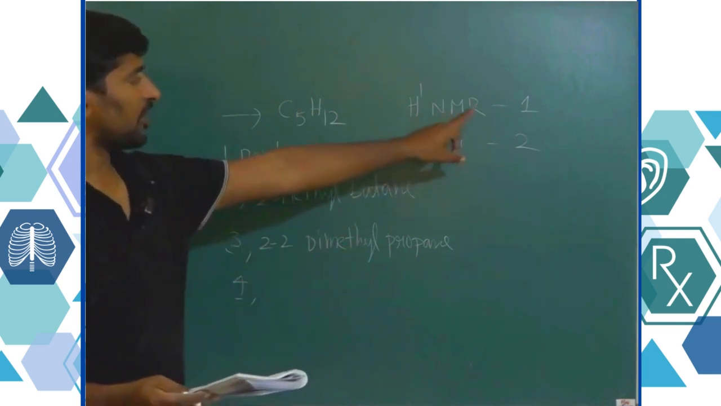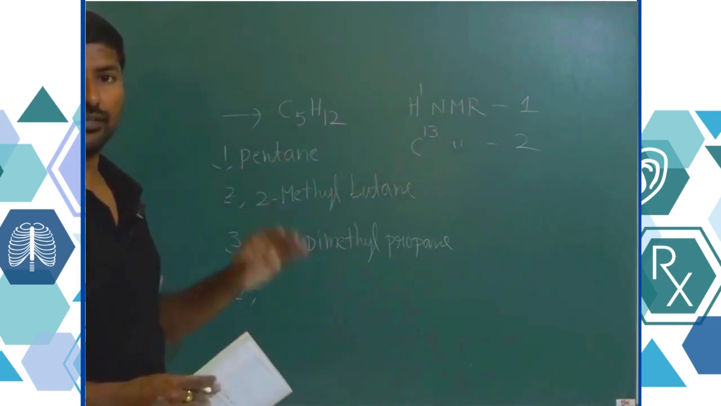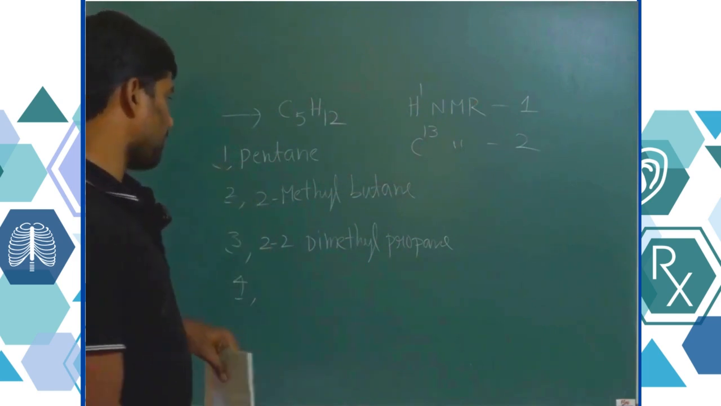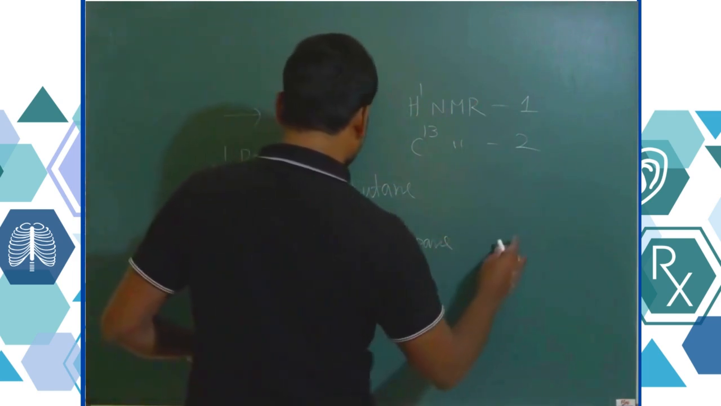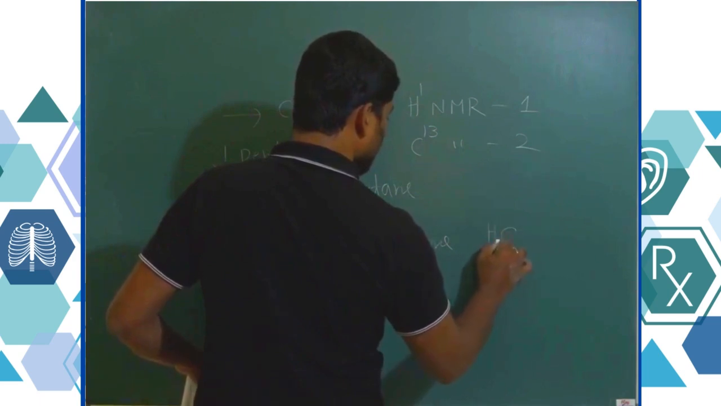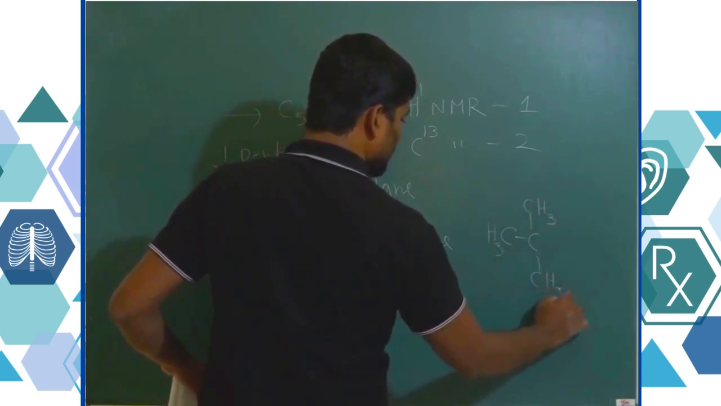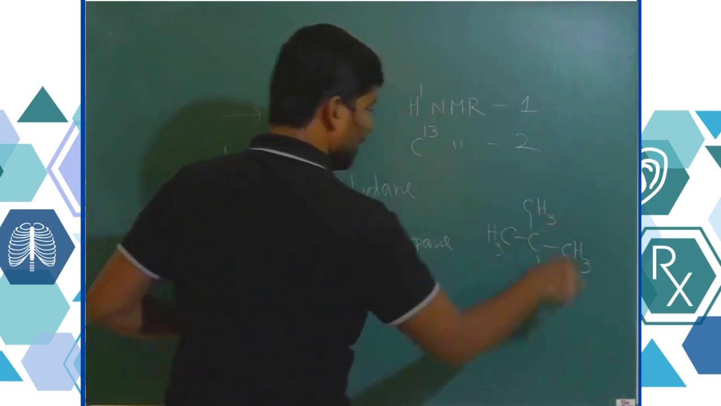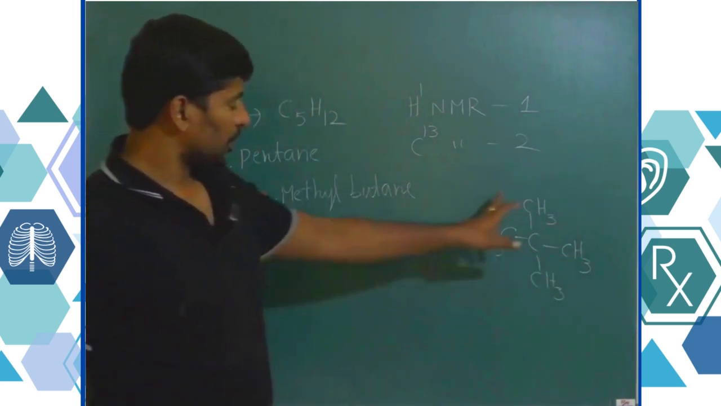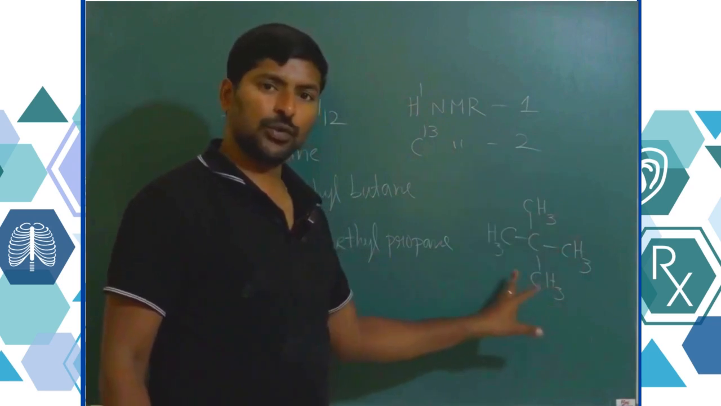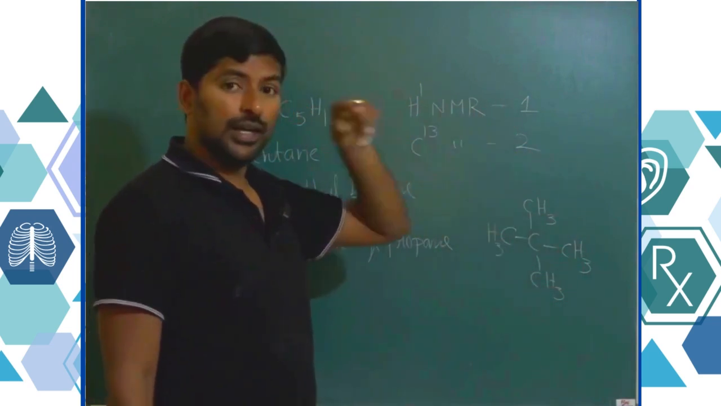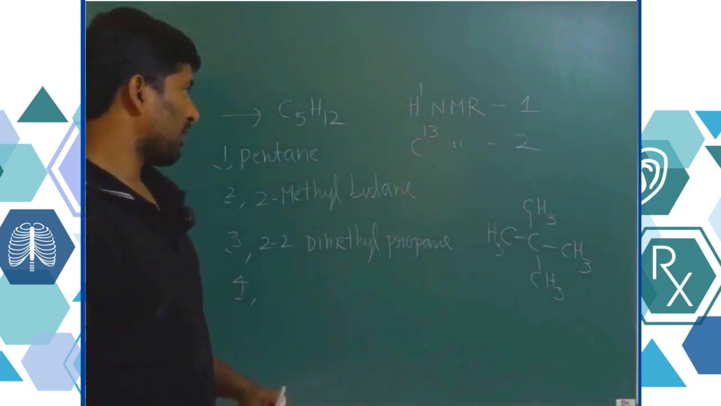So in H1 NMR, only 1 signal means only 1 type of proton is present. Directly I am explaining with the option 2,2-dimethyl propane. All the 12 protons are the same, so we will get only 1 NMR signal.